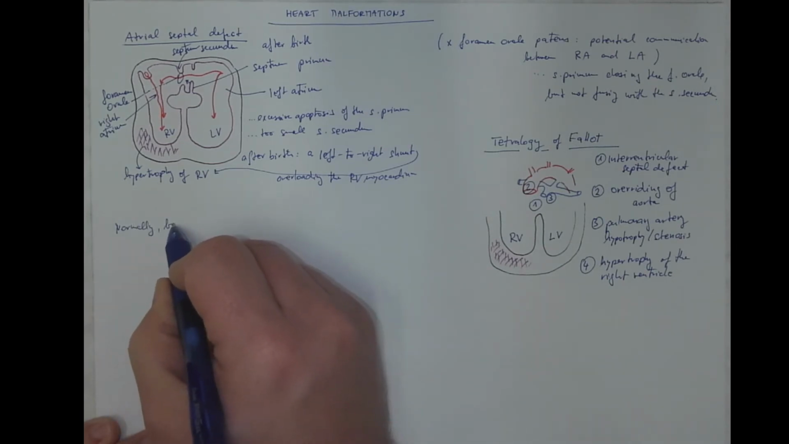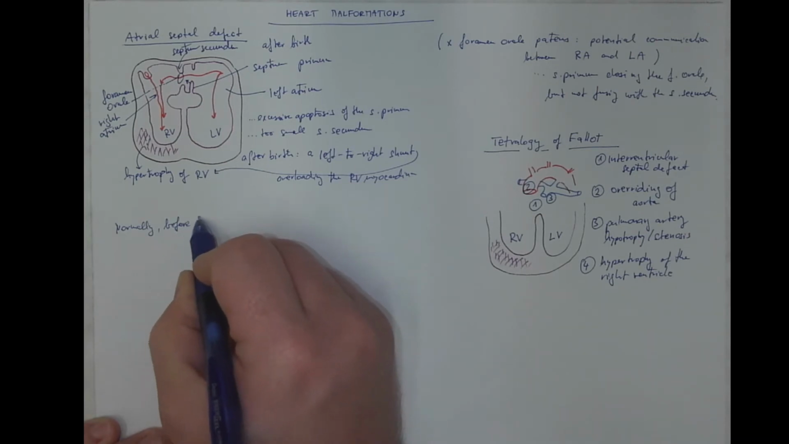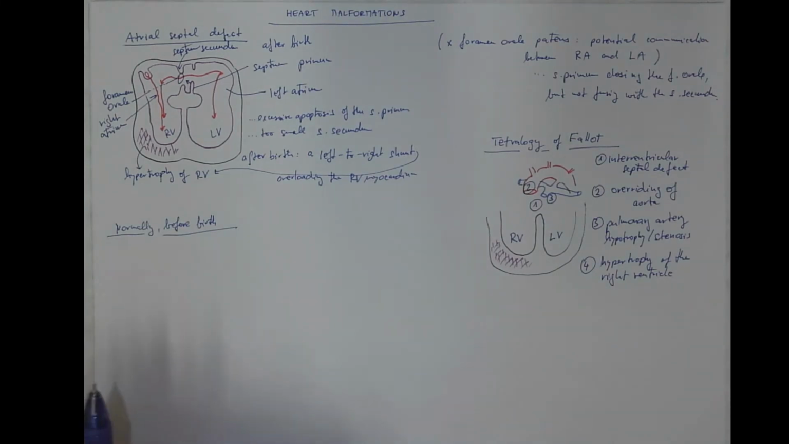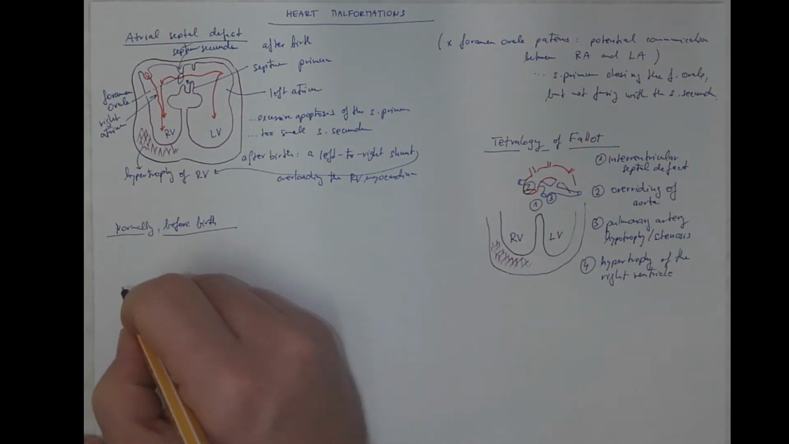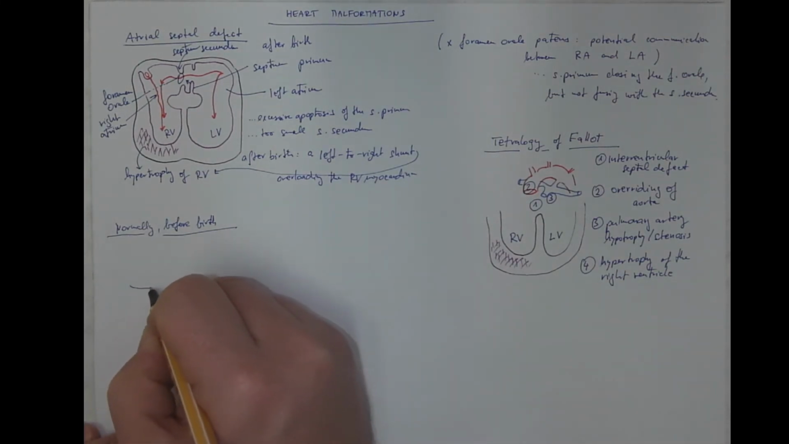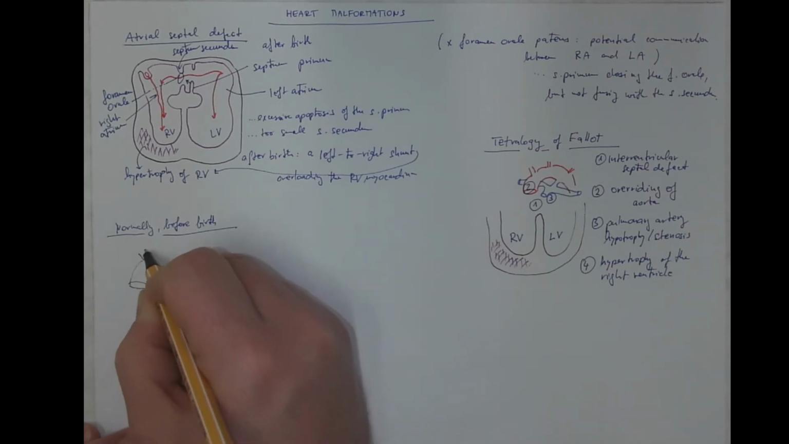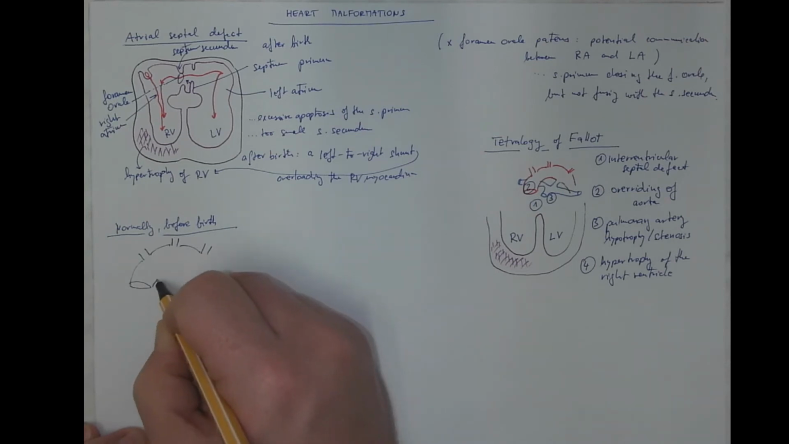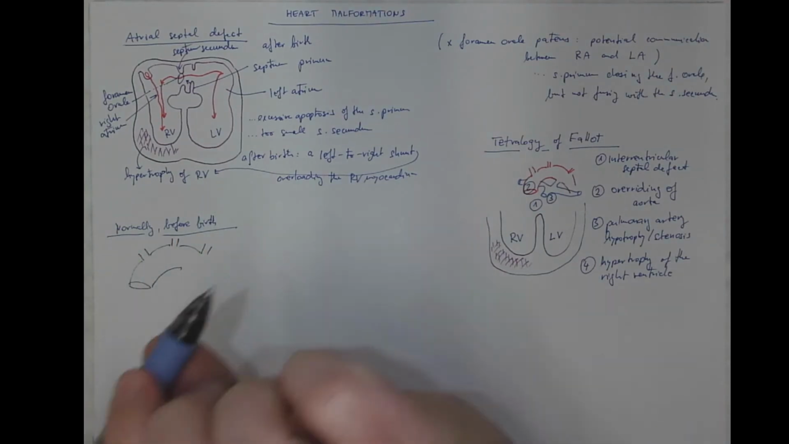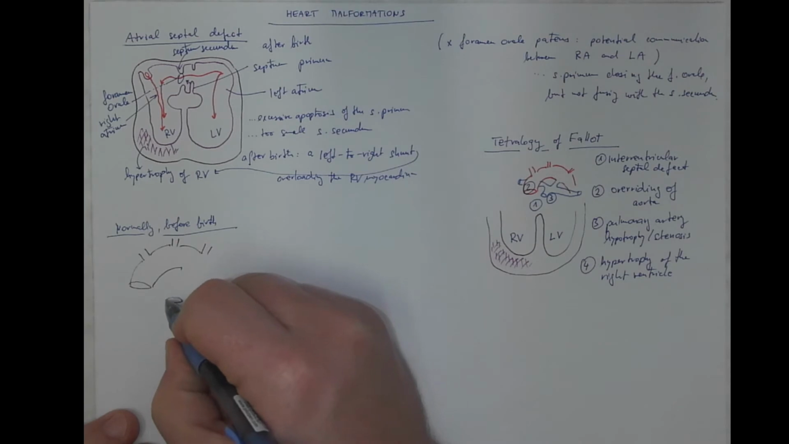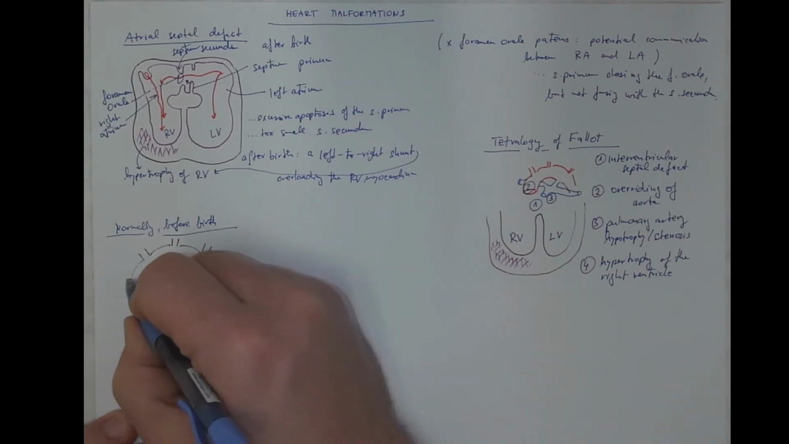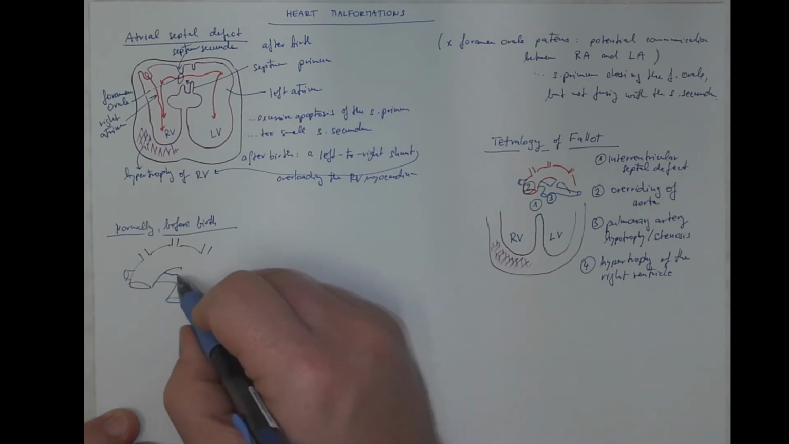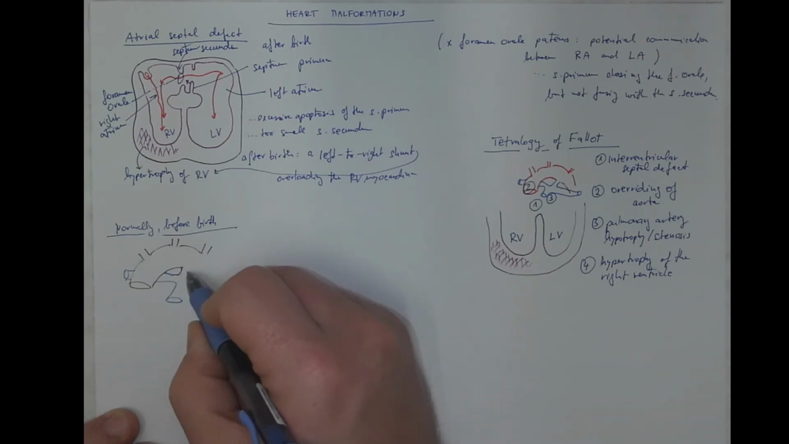Normally, before birth, how does the situation look like? If this is the aortic arch, and this is the pulmonary trunk with the right pulmonary artery. Now the ductus arteriosus.